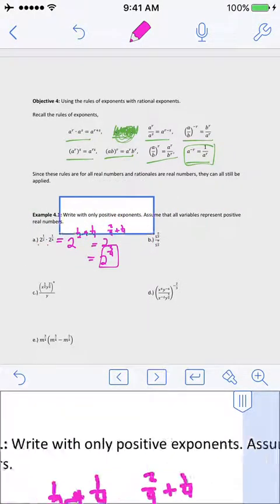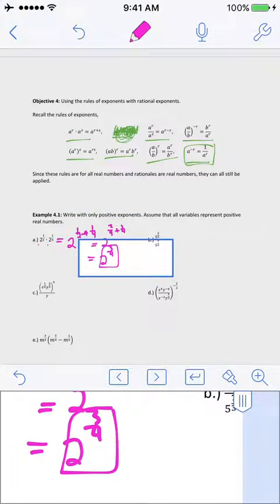And you can leave the exponents. Remember, it's only finished if you have positive exponents. It doesn't say you have to have whole numbers. It says you have to have positive. This is positive, so we are done. Could convert it to a radical. Not necessary.